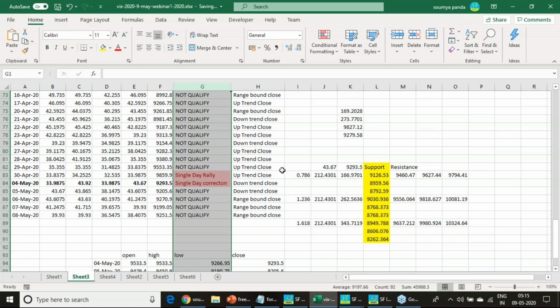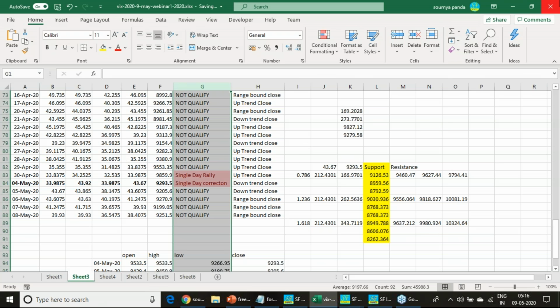Post this rally on 30th April, we are going to calculate the immediate resistances and immediate supports this particular counter will encounter in the days to come. Means there was a single day rally on the 30th of April. Now post 30th of April, what are the resistances and supports we can get? That is our aim to calculate.